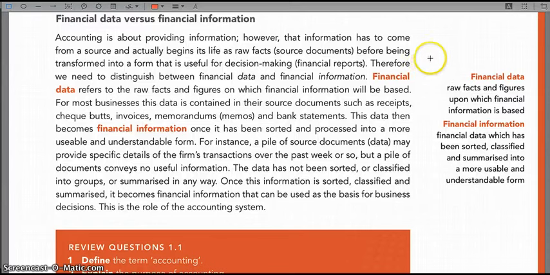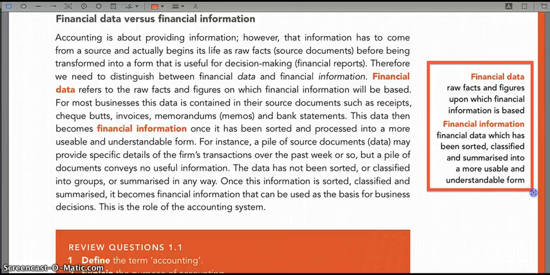Financial data versus financial information. I'm not going to harp on about this too much because I think I did cover this in class at some stage. Basically, financial data, as it says in the red box over here, is the raw stuff. So, the raw facts and figures that financial information is based on, and then financial information is basically just sorting out all this data, classifying it, and then summarizing it into some sort of understandable format.